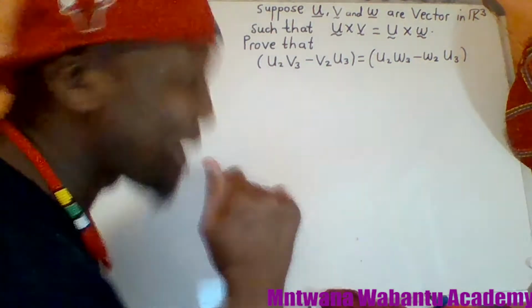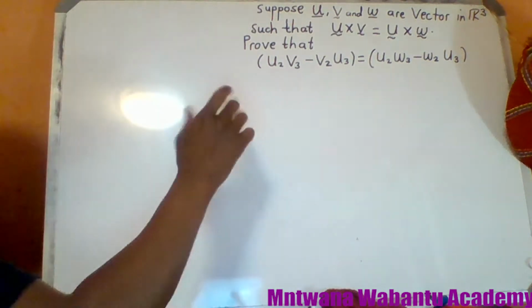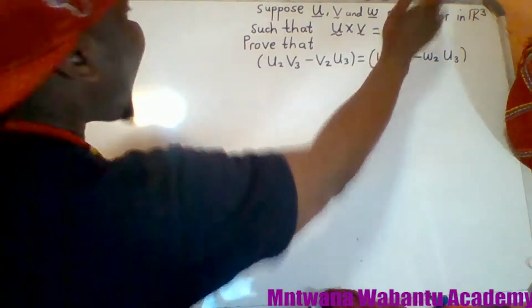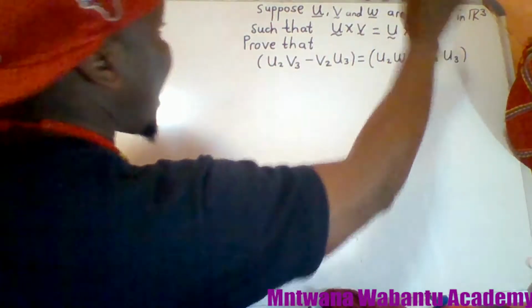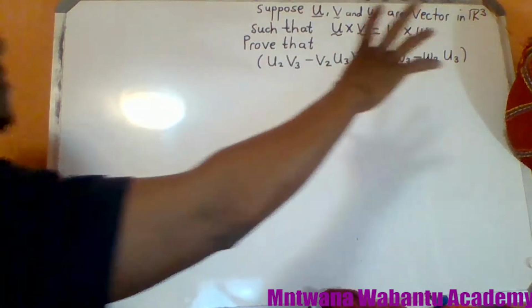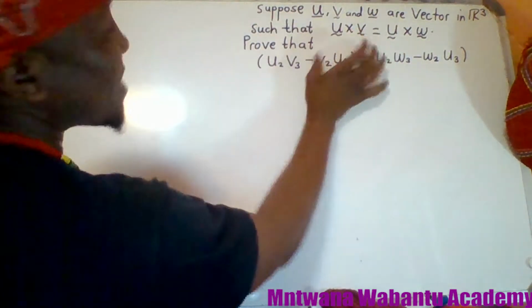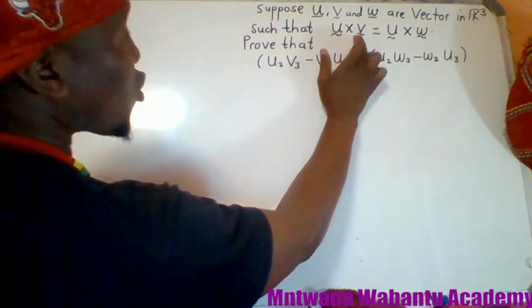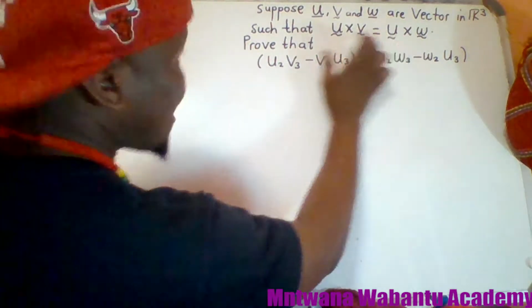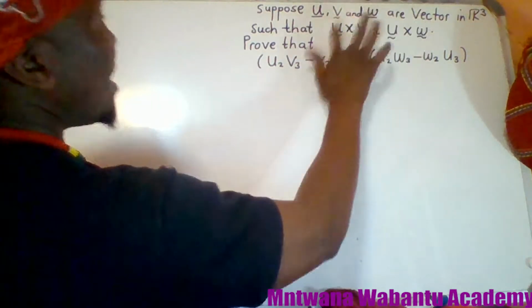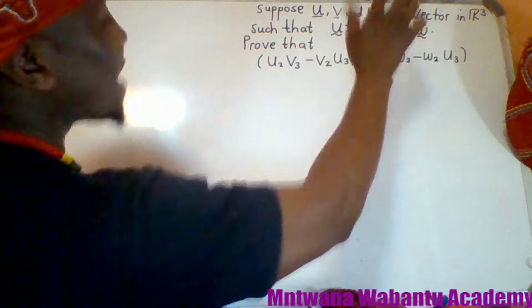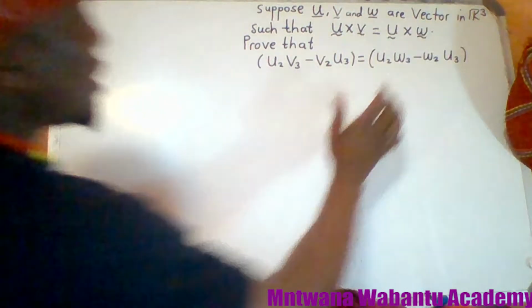Yo, what's up, man? So we have a question right here. The question says, suppose U, V, and W are vectors in R3, meaning in 3 dimensions, such that U cross V, they cross two vectors. If you take U cross W, it must be equal to U cross V.